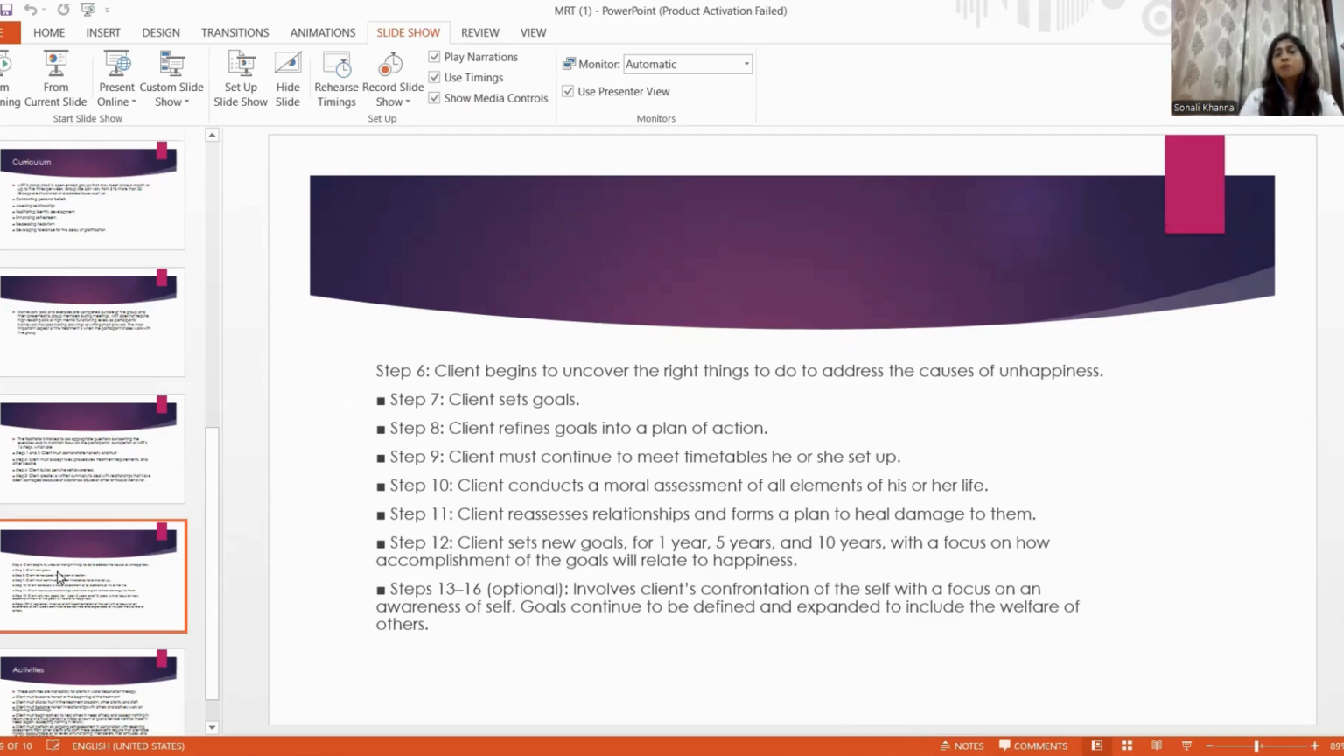Step 13 to 16, they are somehow optional. Involves client's confrontation to the self with a focus on an awareness of self. Goals continue to be defined and expanded to include the welfare of others. So we keep on telling them how other people are an important part of the society and what you can do to have a better life with other persons as well. And how you can build a support system for the society rather than be a threat to the society. And with this, the MRT ends. So it's 16 steps, but that does not mean that you have to follow only 16 sessions. It can be more than that, depending upon how the group is working and what the actual problem is coming up.